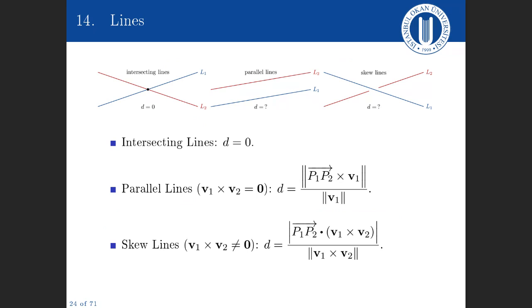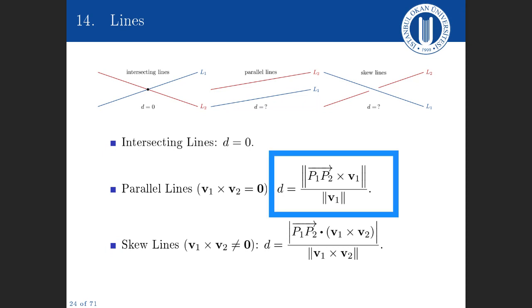So let's just recap this. The distance between two intersecting lines is 0. The distance between two parallel lines, we have our formula: norm of P1P2 cross V1 divided by norm of V1.